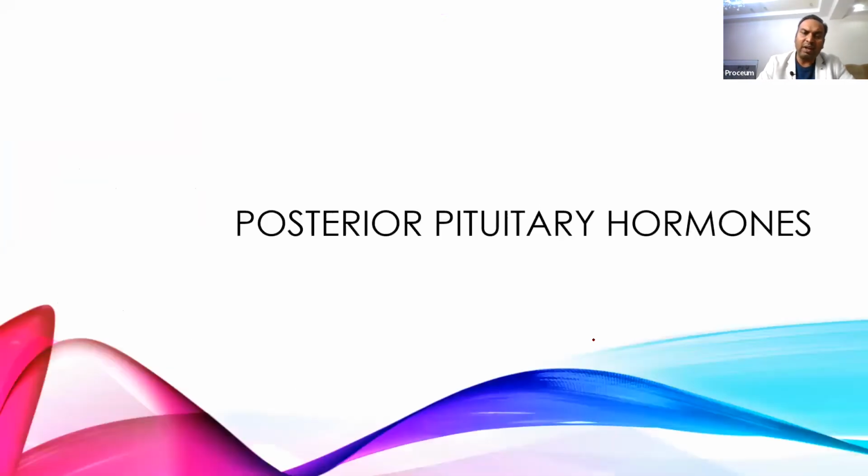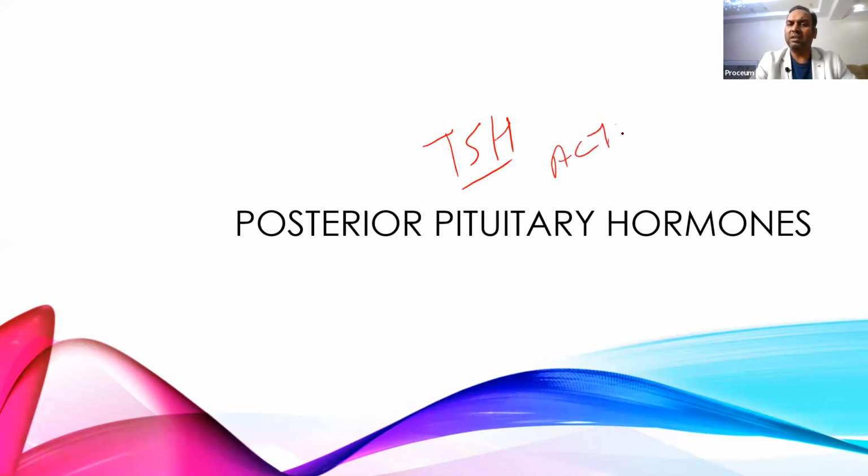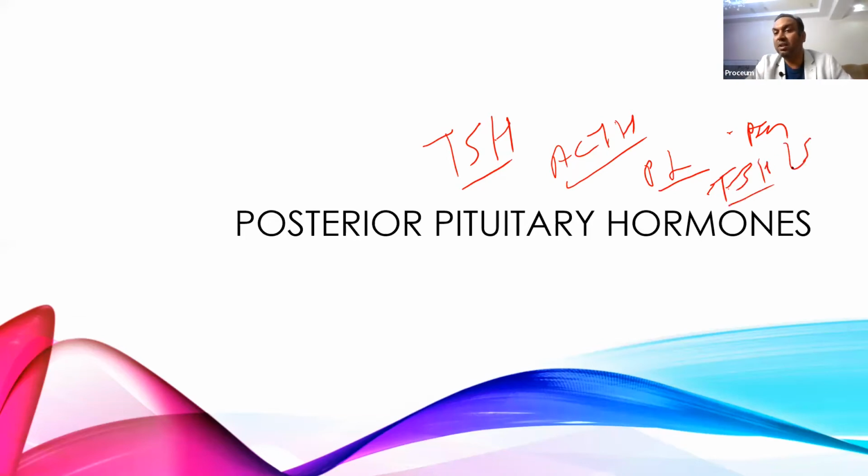So that is about the anterior pituitary. Now we'll talk about the posterior pituitary. Okay, there are a few hormones we have not talked about. One is TSH. We'll talk about TSH along with the thyroid hormone. ACTH, we'll talk about when we discuss the adrenal cortex. There is prolactin; we'll talk about it with pregnancy. FSH and LH we'll talk about when we discuss the reproductive system. Okay, so those hormones.